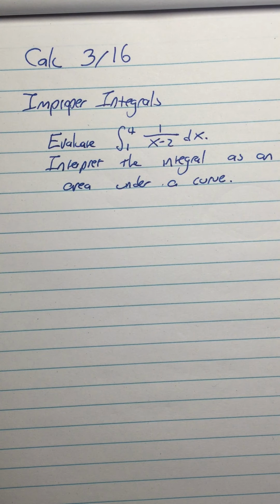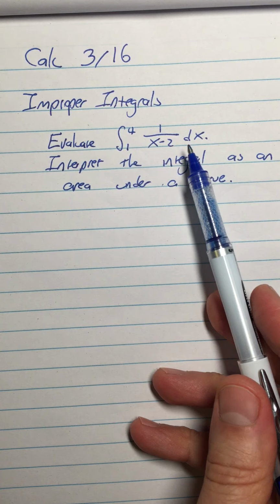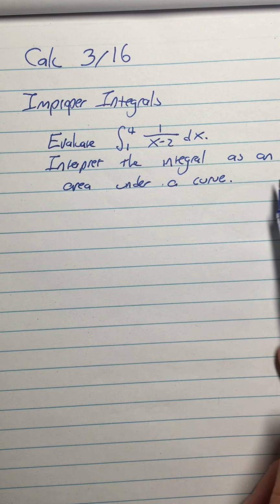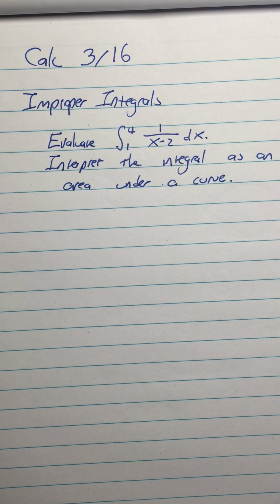So our opening question today is this. Evaluate the integral from 1 to 4 of 1 over x minus 2 dx, and interpret the integral as an area under a curve. So a nice, basic, easy question. I want you to pause the video, do that, and see what you come up with.